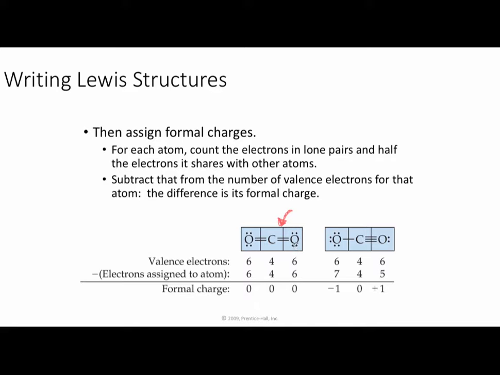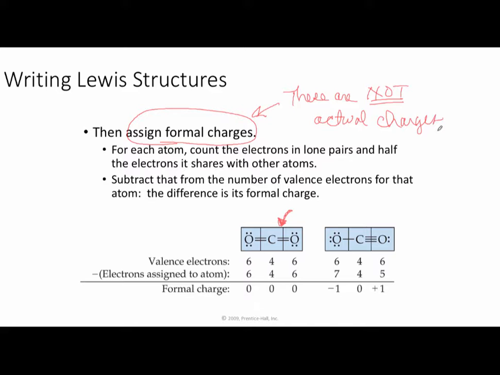All right, but how do you decide between this structure or this structure? Because they are both valid Lewis structures with stable octets. What we're going to do is assign formal charges. Okay, please bear in mind, these are not actual charges.